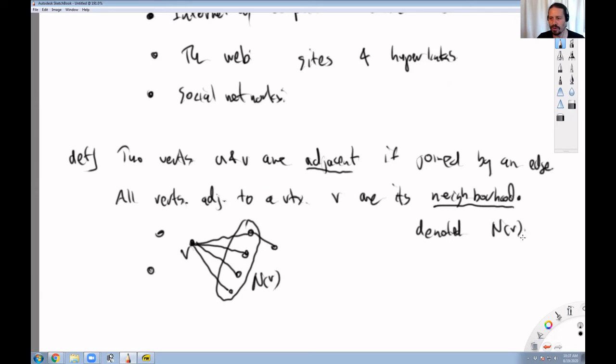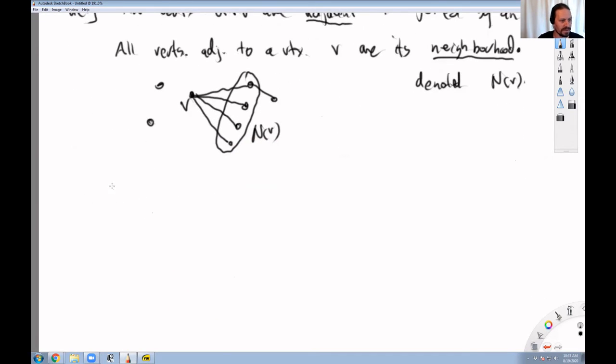Very clear term. Neighborhood doesn't include the vertex v itself unless there's a loop, right? If we have a loop, then you're in your own neighborhood because you're joined to yourself by an edge. That usually doesn't come up. Sometimes we use the term closed neighborhood to include the vertex, but that's extraordinarily rare. So that's the neighborhood. And then we have this term of incidence.